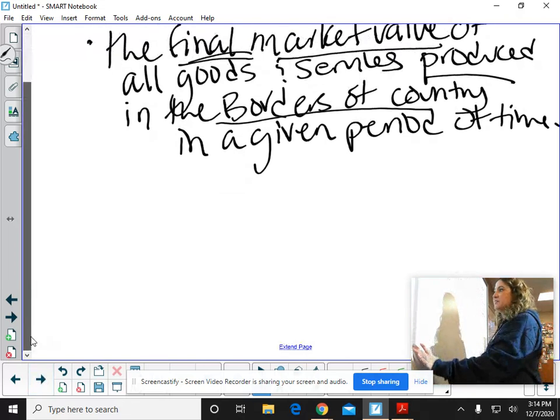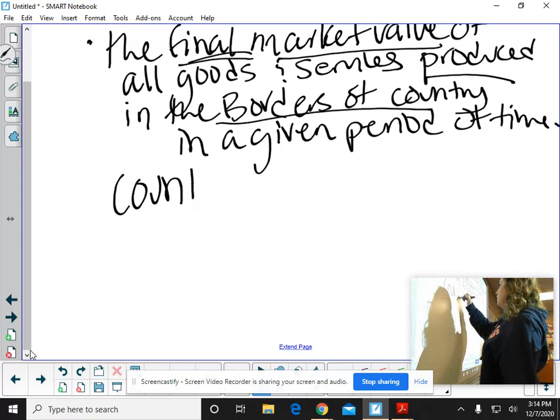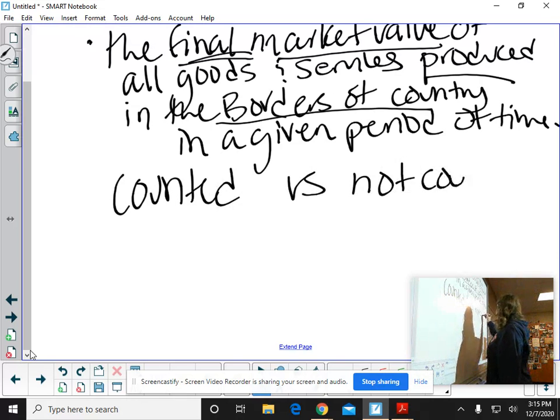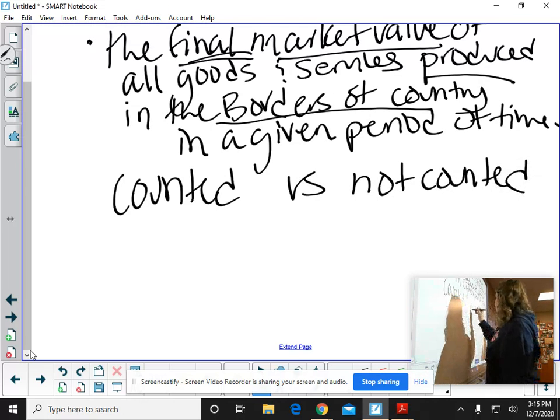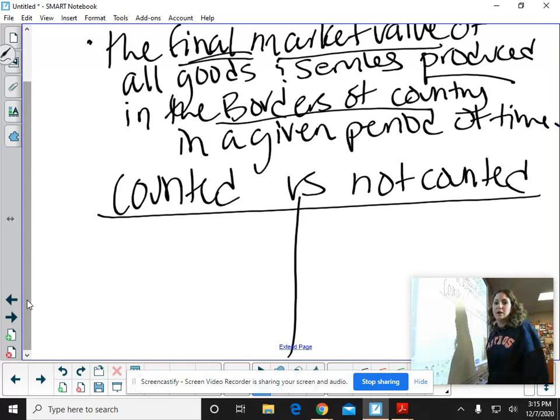Let's talk about the things that are counted towards GDP and the things that are not counted towards GDP. So, counted versus not counted. Counted in GDP are all the variables that make up GDP. There are two different ways that we can measure GDP, by adding up everyone's spending or everyone's income. So there are two approaches to measuring GDP. The expenditure approach.